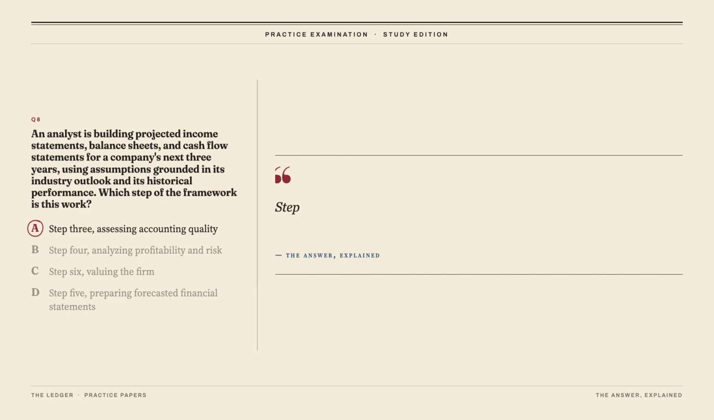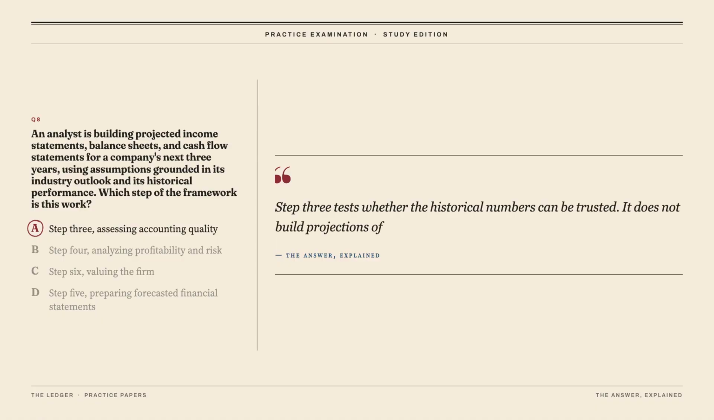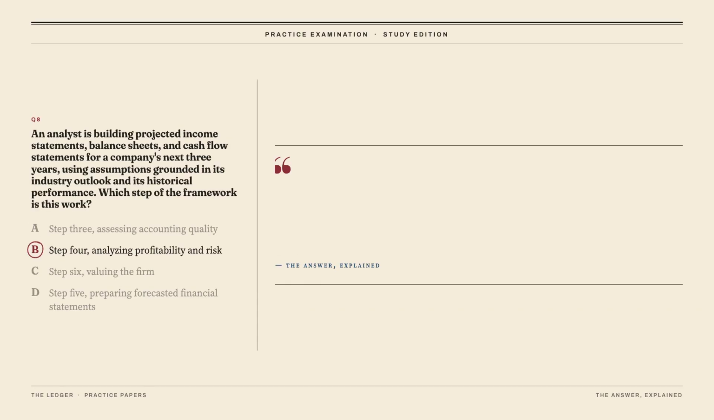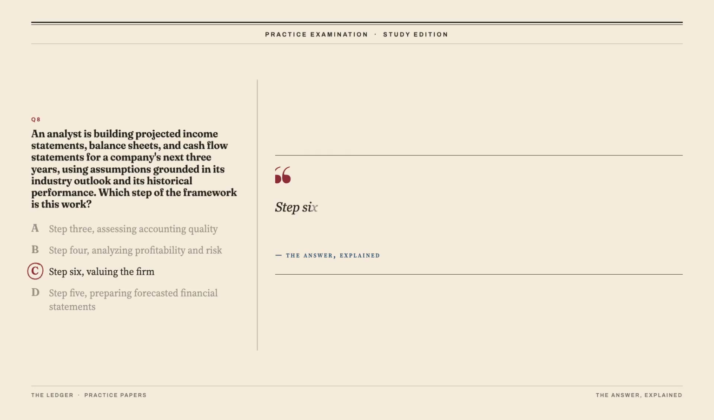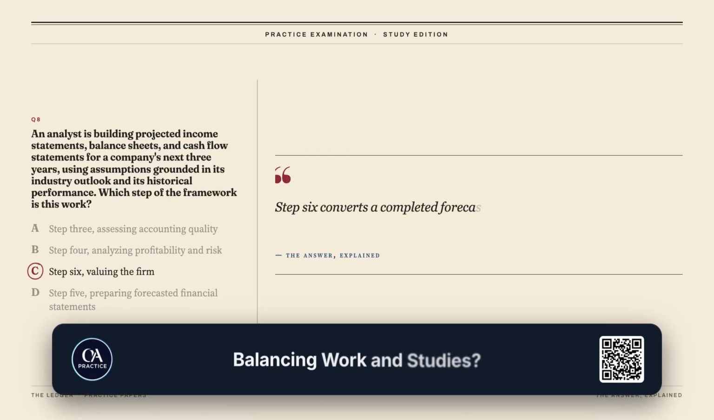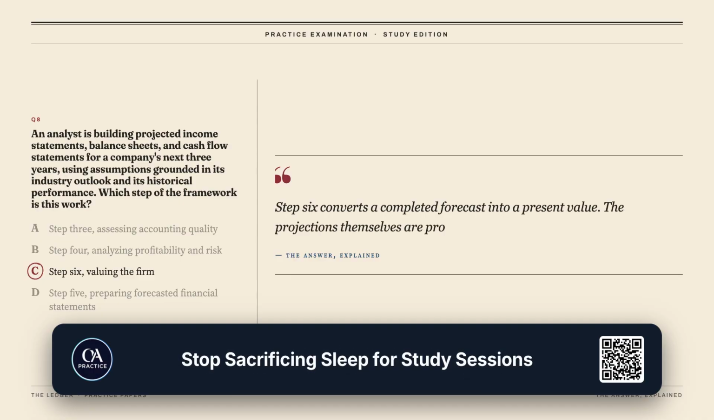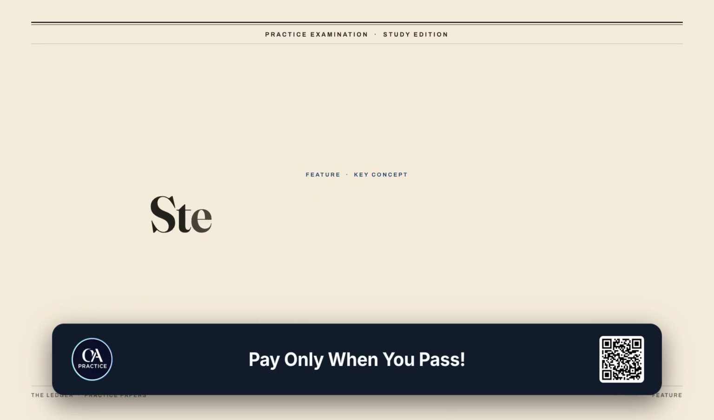A is wrong because step 3 tests whether the historical numbers can be trusted. It does not build projections of future periods. B is wrong because step 4 diagnoses current and past performance using tools like ratios and common size analysis. Projecting future statements is a separate later step. C is wrong because step 6 converts a completed forecast into a present value. The projections themselves are produced in step 5, which comes first.